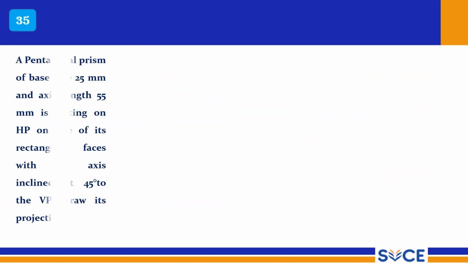Right, so this is the 35th problem. A pentagonal prism of base side 25 mm and axis length 55 mm is resting on HP on one of its rectangular faces with its axis inclined at 45 degrees to VP. Draw its projections. So draw its front view, the final front view you need to draw.